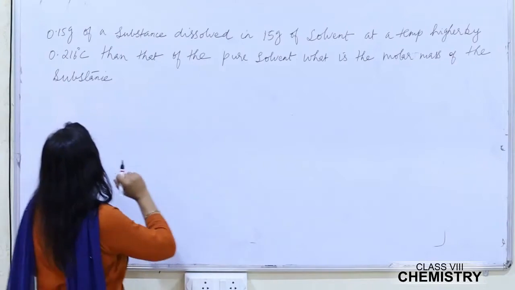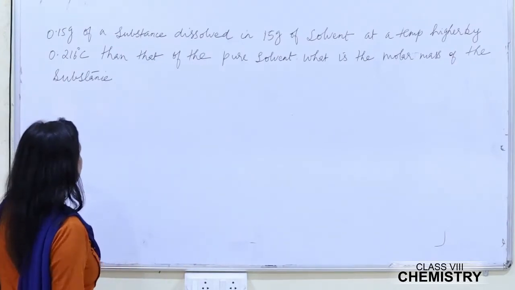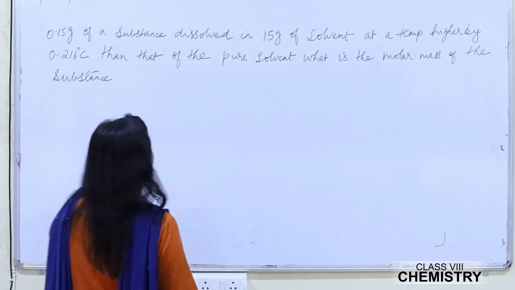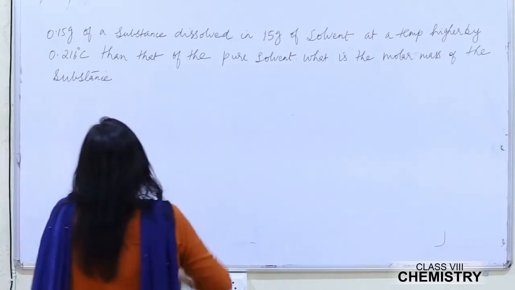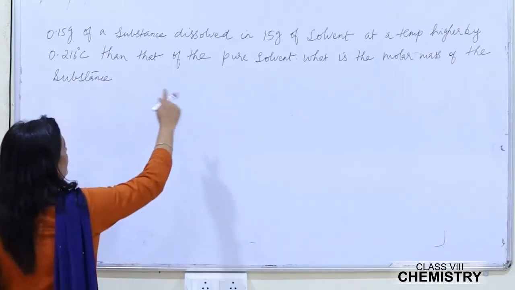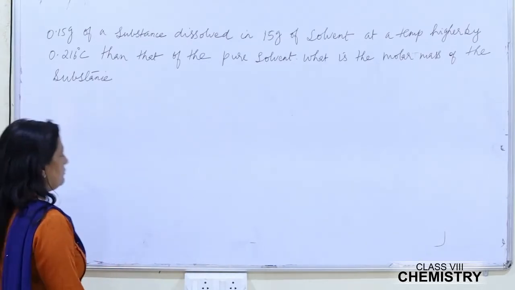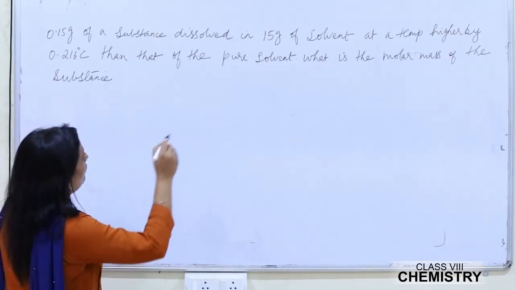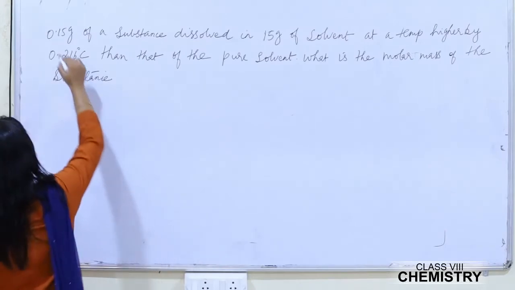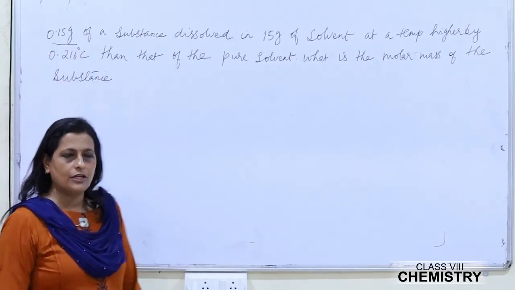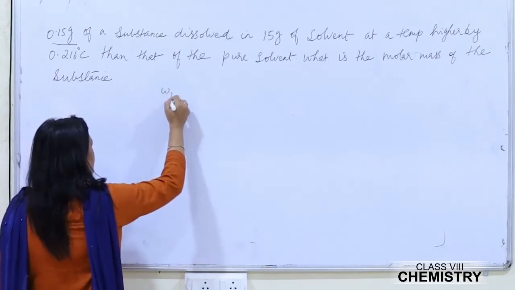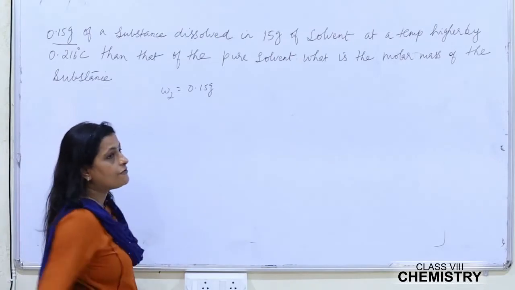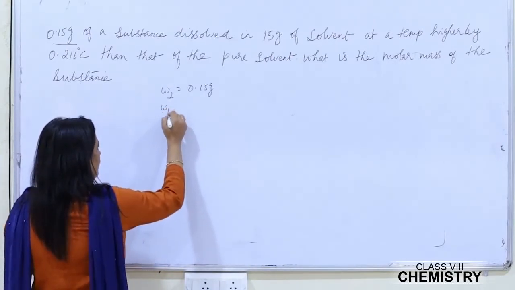Now see this question. 0.15 gram of a substance is dissolved in 15 gram of solvent at a temperature higher by 0.216 degrees C than that of the pure solvent. What is the molar mass of the substance? Now 0.15 gram of a substance is dissolved in 15 gram of solvent. So what is the 0.15 gram? It's the solute. So you can write it as W2 is equal to 0.15 gram. And it is dissolved in what? 15 gram of solvent. So W1 is 15 gram.